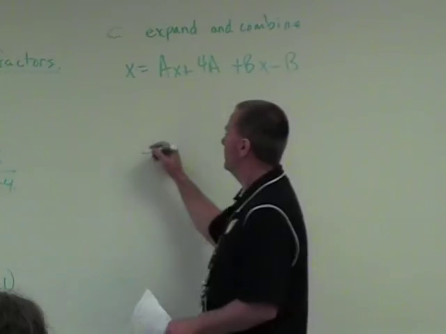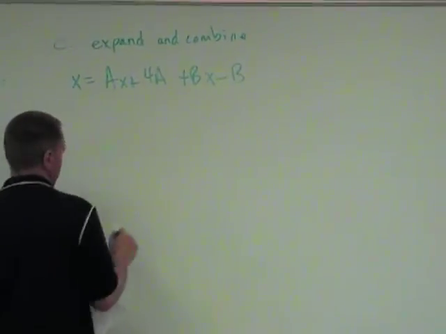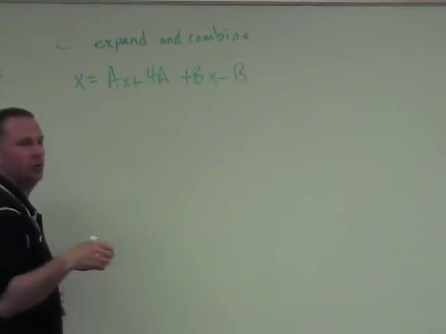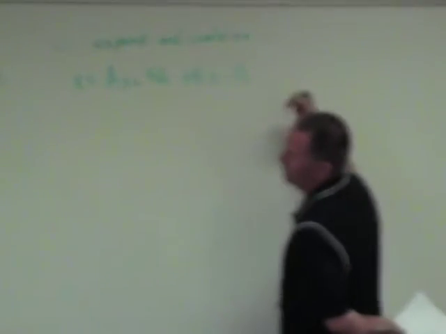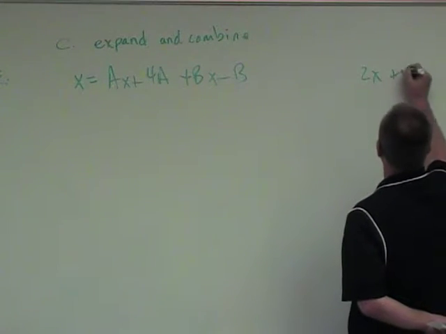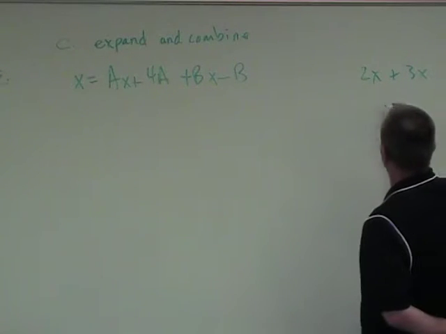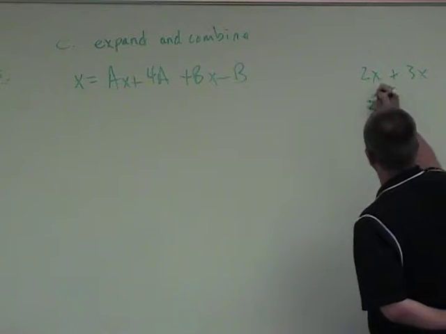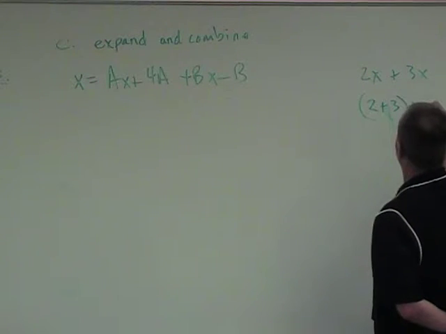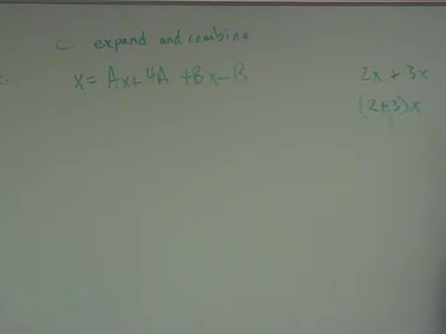Now, combining like terms. You've got to get used to doing it like this. Let me just give you a simple thing to look at. If I had 2x plus 3x, what would you say that is? You'd say it's 5x, right? Except you can't see that there. But that's the same thing as this, isn't it? 2 plus 3 x, isn't that the same thing?